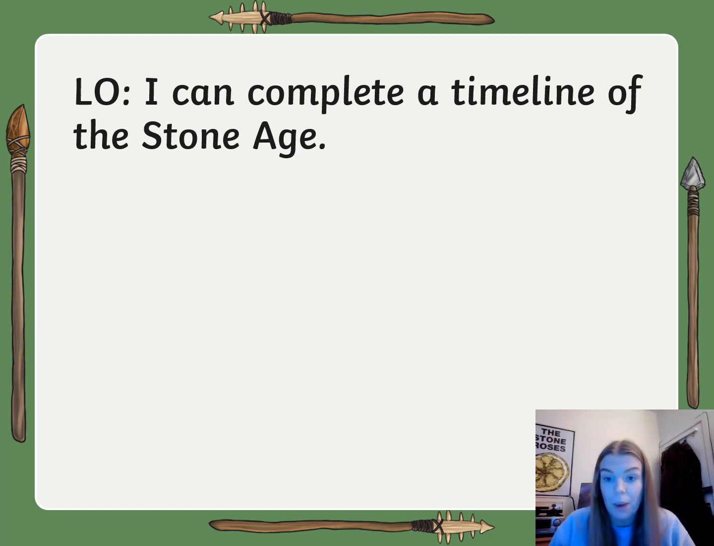Okay, so you should be joining us back after watching that video, and I hope you were listening carefully about what the timeline actually is. Okay, so today our learning objective, if you read it with me, says, I can complete a timeline of the Stone Age. Okay, and we're going to be looking at certain events that happened in the Stone Age to help us to make our own at the end.